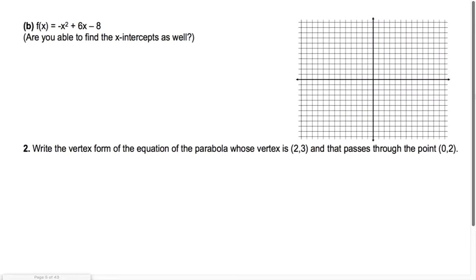All right, so next one. So let's try the same thing. So again, we need a 1x squared. So we have -1x squared. So we're going to pull out the -1.